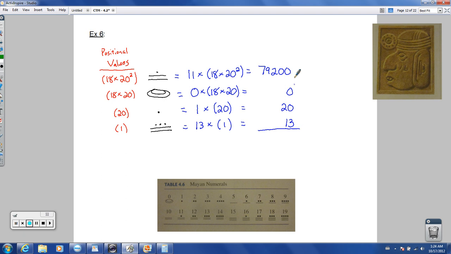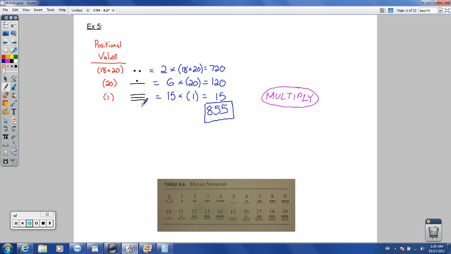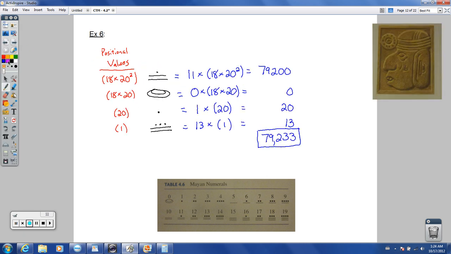Now if I put all these together, this should give me my answer. In Hindu Arabic, this would be a 3, and I've just got 7, 9, and a 2. So this number in Mayan is this number for us in Hindu Arabic, 79,233. So this was like this one. We were going from the new system to our system. We multiply to do that.